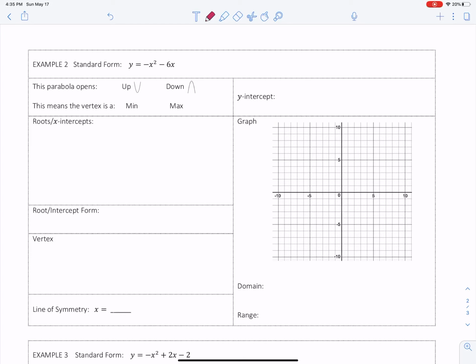Okay, so a few more examples here, and these might go a little bit quicker because you don't have to copy them down, but you're more than welcome to if you want to. So on this example number 2, the first thing that I'm going to notice is that a out here is negative. So I know that my parabola is going down, meaning that my vertex is going to be a maximum.